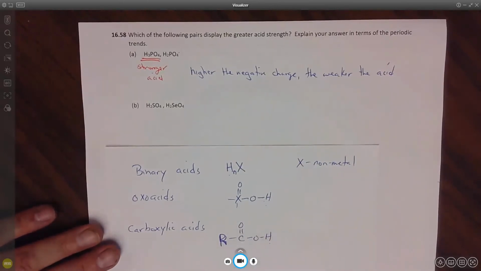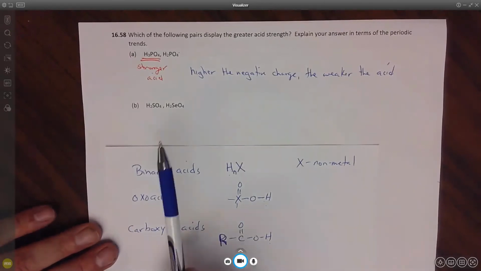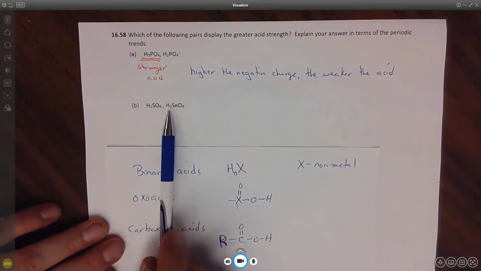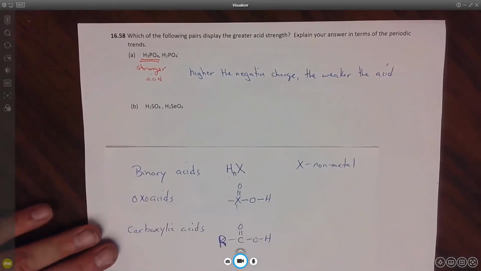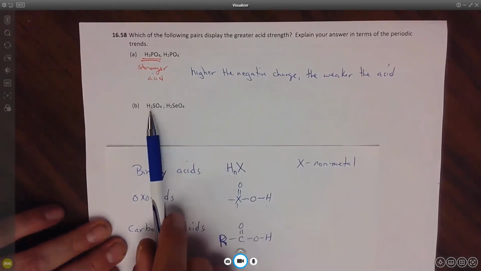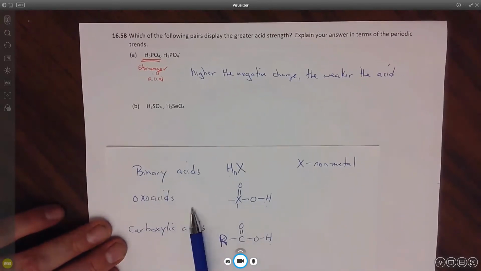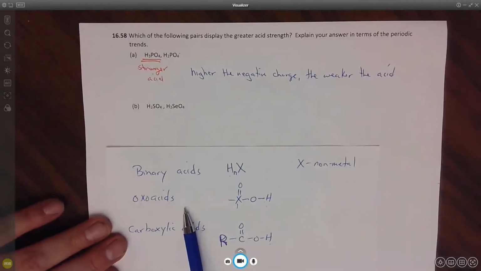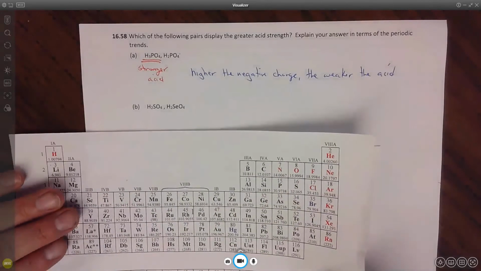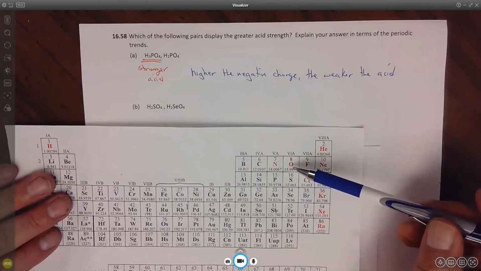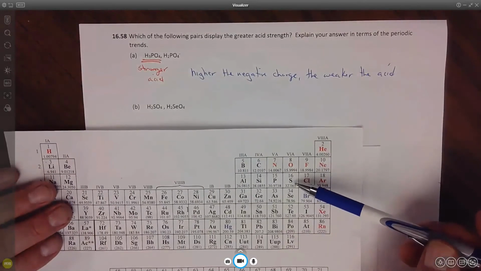So for an oxoacid, since they have different nonmetals as their central atoms, what is going to make them stronger? Which one's going to be stronger, this one or this one, since we know they're oxoacids? Do we go by electronegativity? Absolutely. Which one's more electronegative, sulfur or selenium? Sulfur is more electronegative, right? We know electronegativity decreases going down the group.